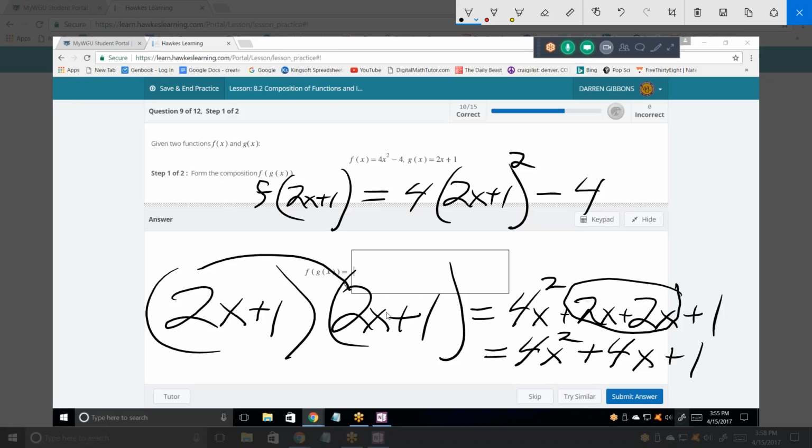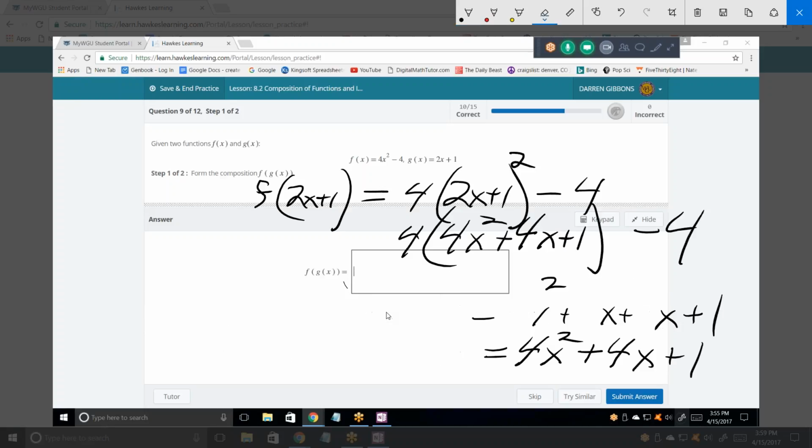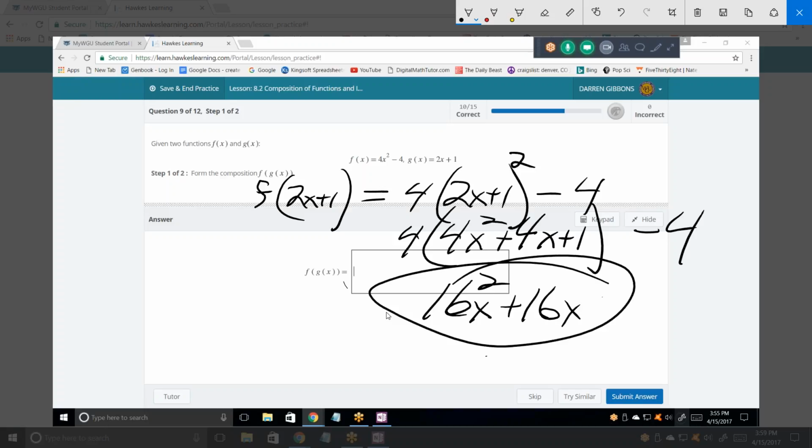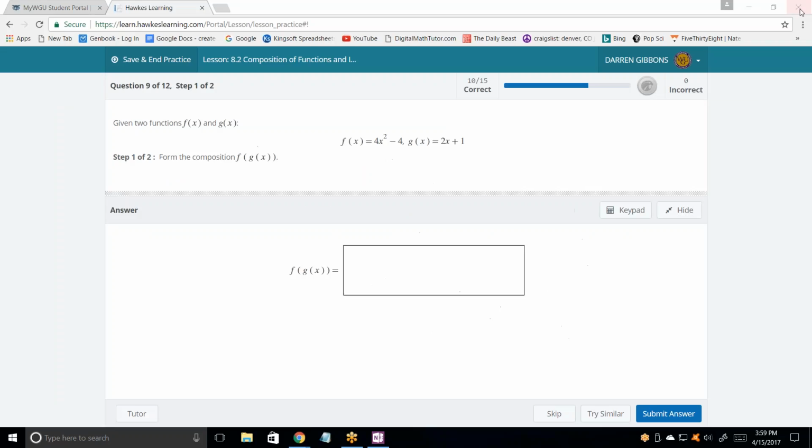Okay, and now that's what we have to multiply by 4. In other words, that's what goes inside there now. Yep. Let me erase all this so we have room to write. And now distribute that first 4. So I got 16x squared plus 16x plus 4 minus 4, which is 0. So that's our answer: 16x squared plus 16x.